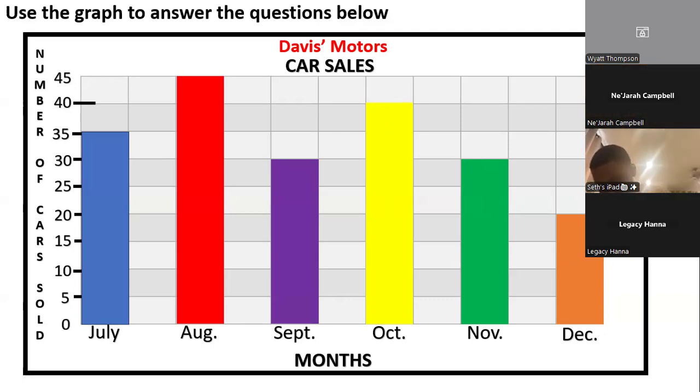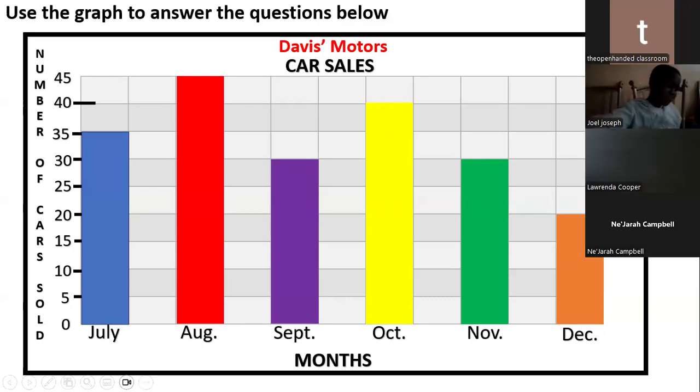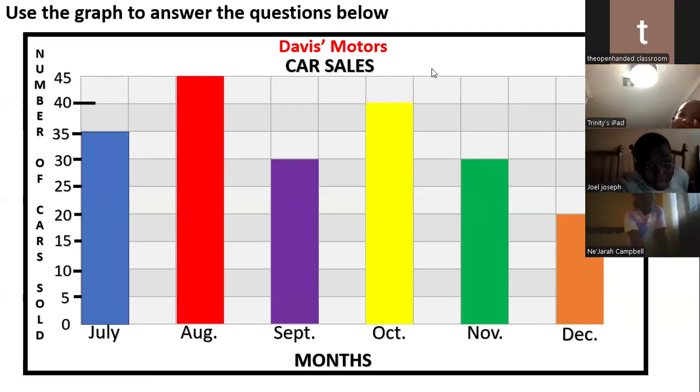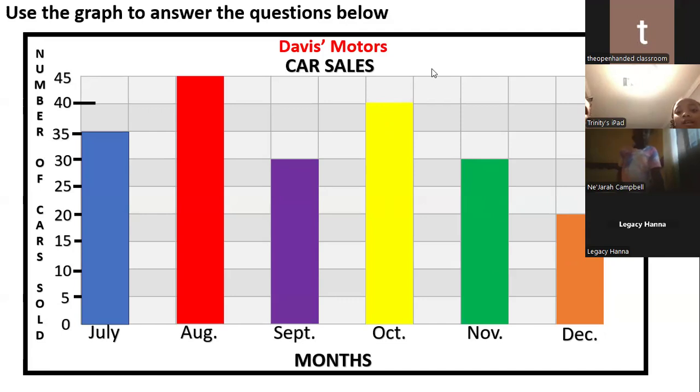Now, let me ask the question. Which month has the lowest cars sold? December. December, very good. Which one has the most cars sold? August. August, very good.